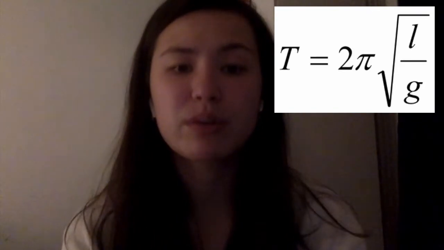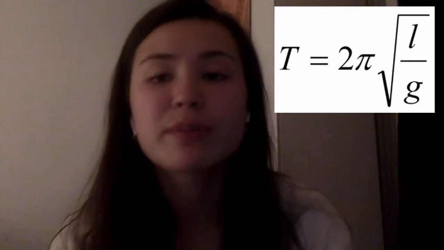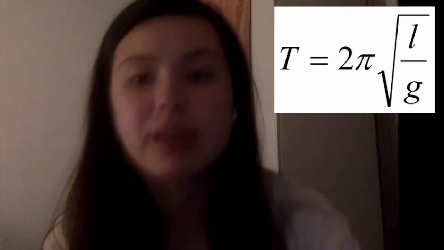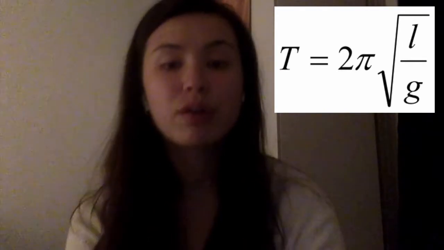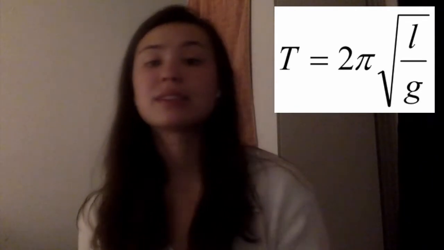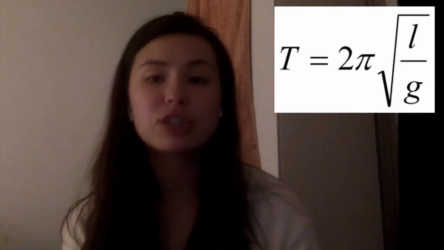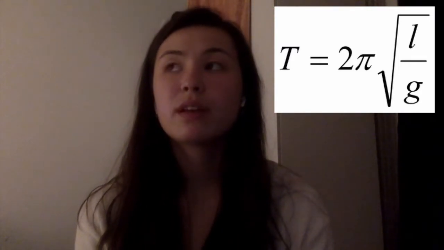So, equations. Let's start with the pendulum, which is the first type of simple harmonic motion that we learned about. The equation for the period of a pendulum is going to be T equals 2 pi times the square root of L over g. Remember that L is the length of the pendulum and g is going to be the acceleration due to gravity. So 4 notes about this.